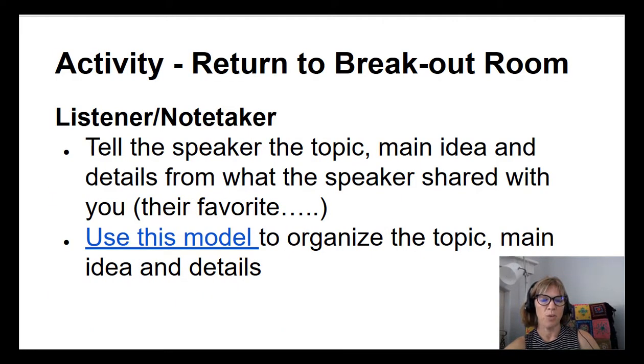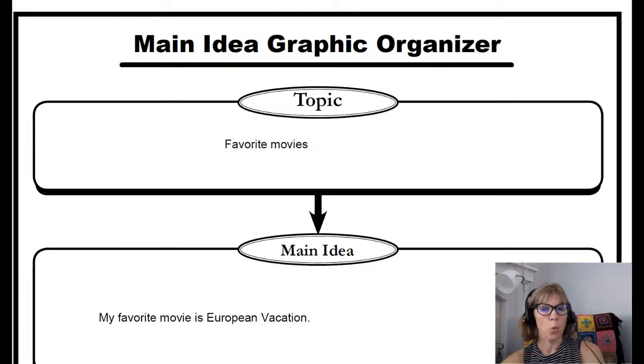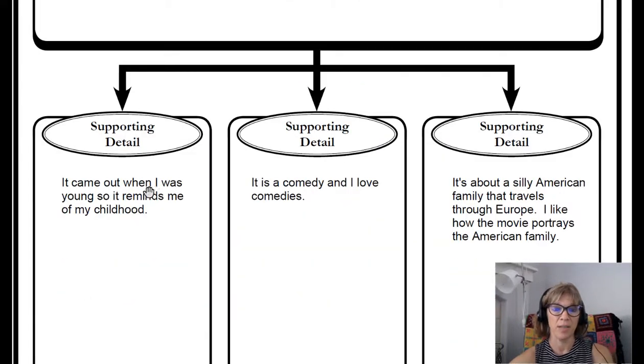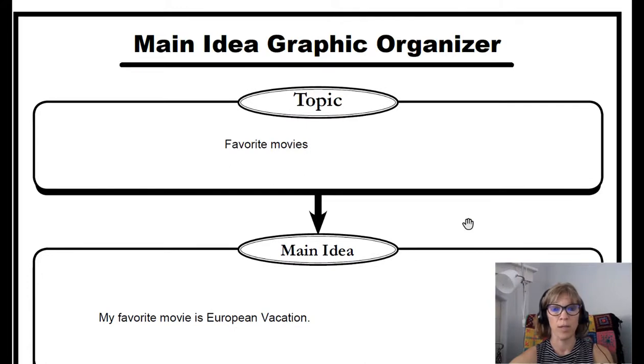And now I'm going to return to the activity that we did in the breakout rooms in the Zoom session. So one tool that you can use to help you in identifying the topic, the main idea, and the details of a text is a graphic organizer. So this is an example of a graphic organizer that I could use to identify the topic, the main idea, and then the details. Now there may be 2 details, 3 details, or even more.